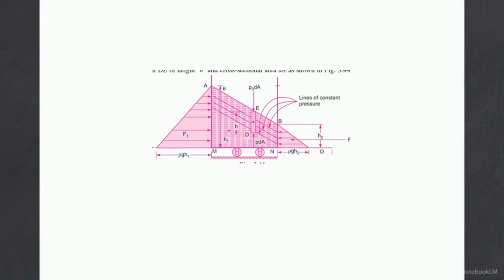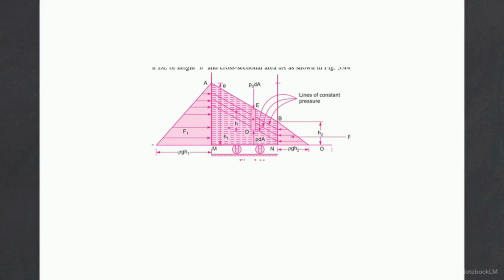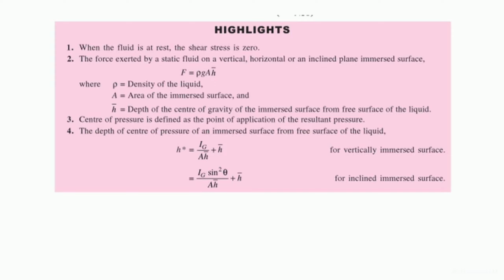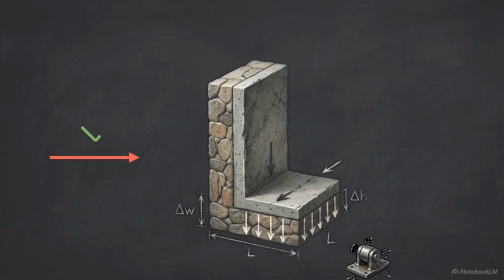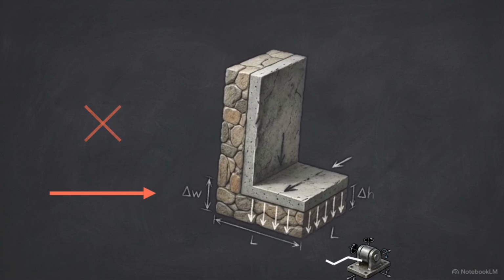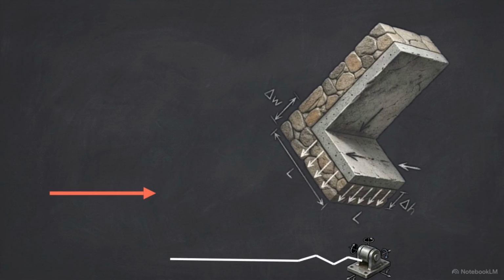Therefore, the resultant force doesn't balance in the middle. It acts at the center of pressure, point D, physically lower than the center of gravity, point E. To find exactly where that point lands on an angled surface, we use this final equation, H star, which incorporates the surface's angle of immersion to calculate the precise downward shift. If an engineer calculates the force based solely on the center of mass and ignores that downward shift, the uneven pressure will cause the entire structure to tip and fail.